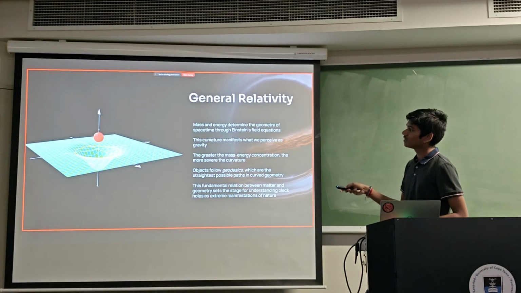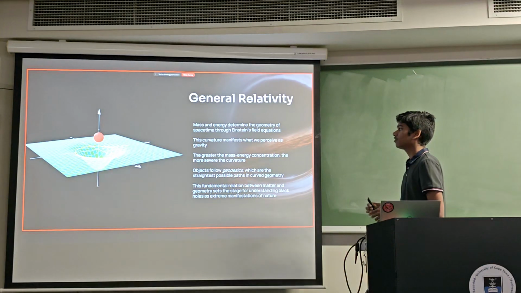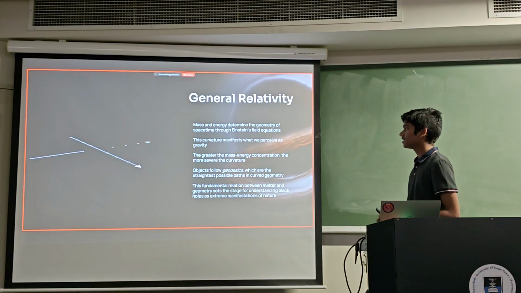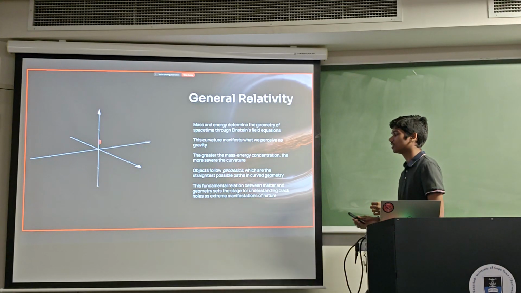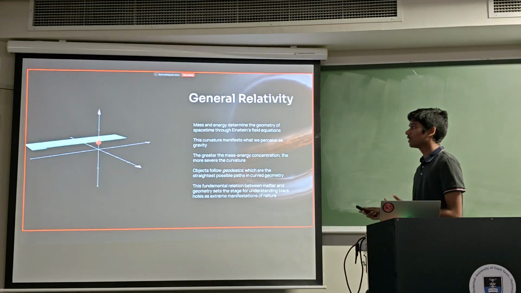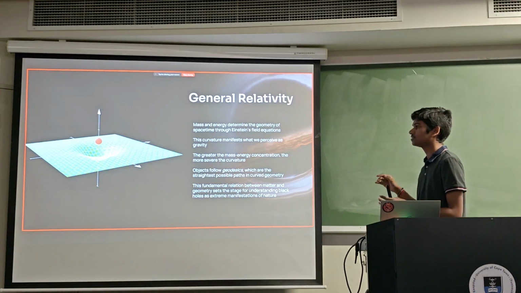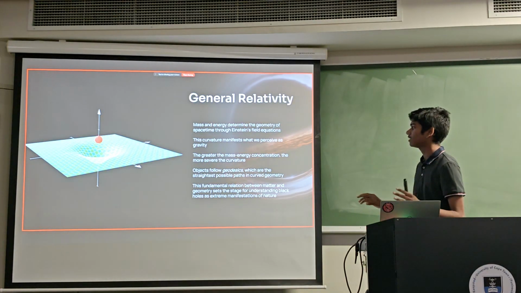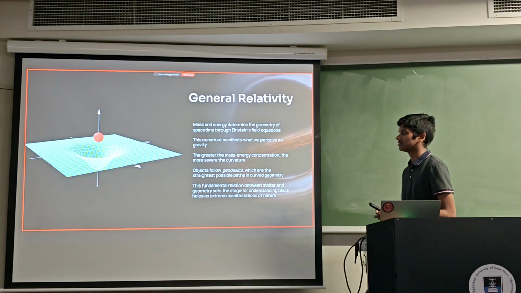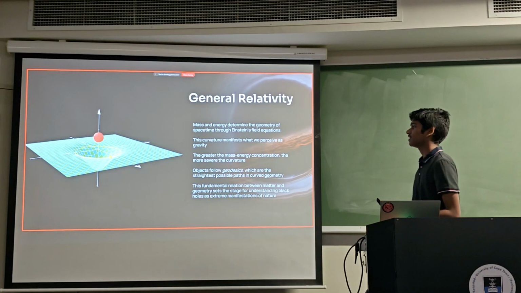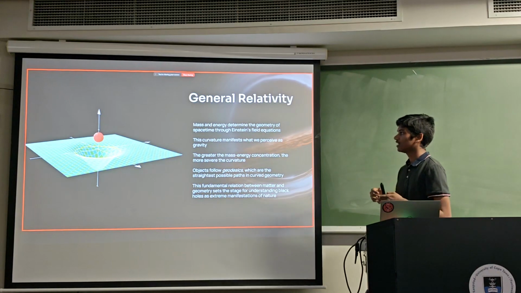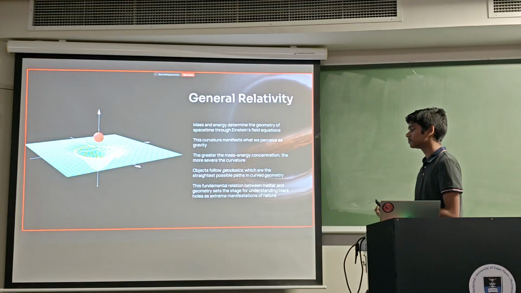Now, objects that are traveling, such as this yellow ball here, follow what we call geodesics. These are the straightest possible paths in curved geometry. Another way to think about this is, if you look at a plane's route on a flat world map, you'll often notice that the route is curved. But that's simply because the Earth is a globe. It's not a flat surface.